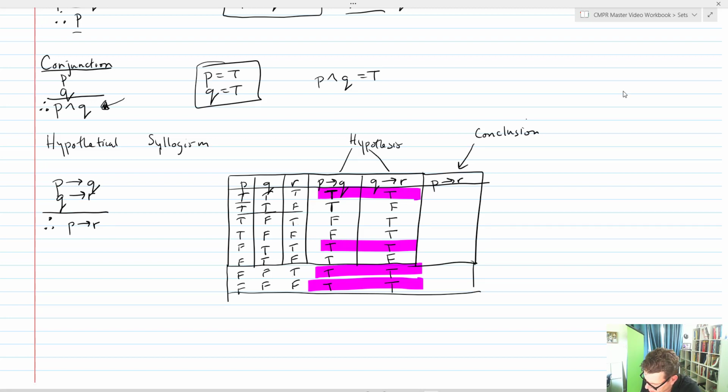Well, P implies R, I've got true implies true, so that's true. That's the first section. The second pink one has false implies true, so that's also true. Then the third, false implies true, that's also true. And then false implies false, that's also true. So notice, for each one where I have both of the hypotheses true, the conclusion is also true. So what? That means that this is valid.